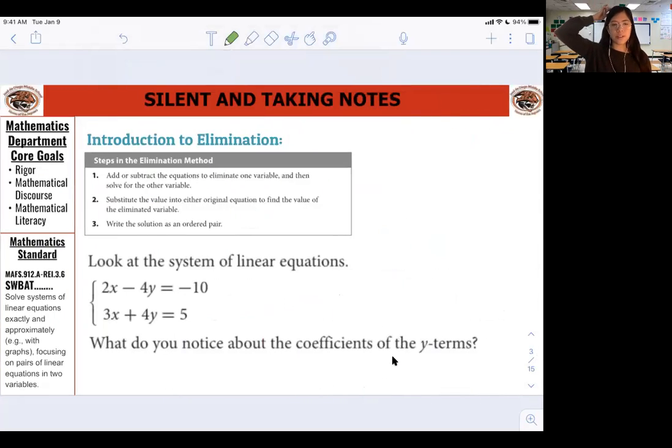So first of all, let's just start with this example. Go ahead and write it down. And as you write it down, think to yourself and write it in the chat for me. What do you notice about the coefficients of the y terms? Now, what is a coefficient again? The number in front of a variable. Good. The number in front of a variable.